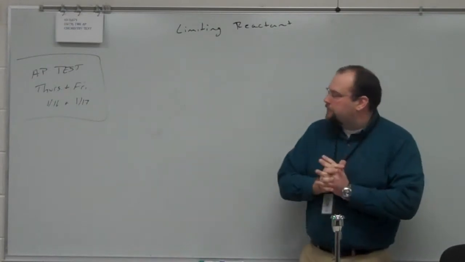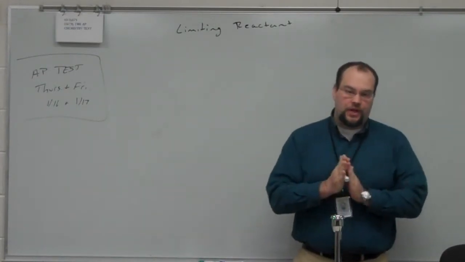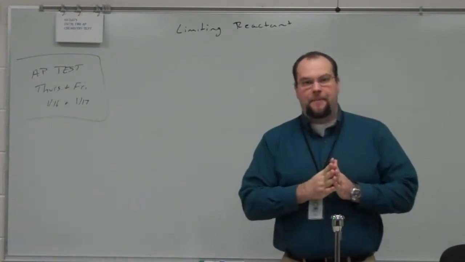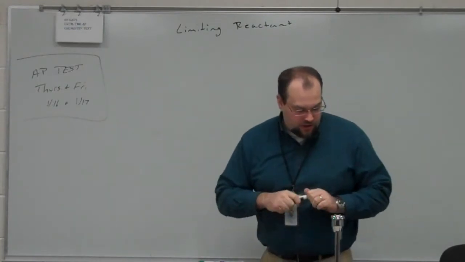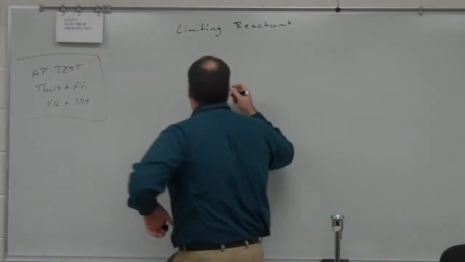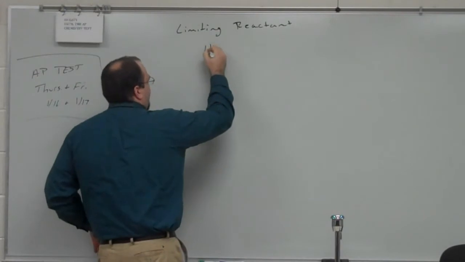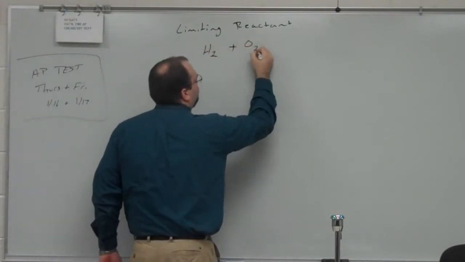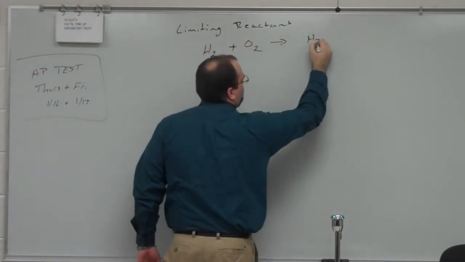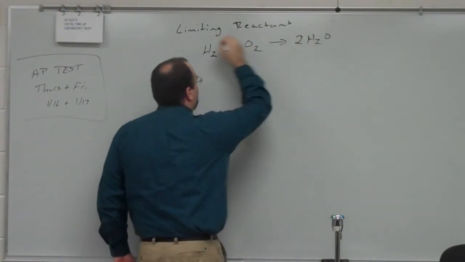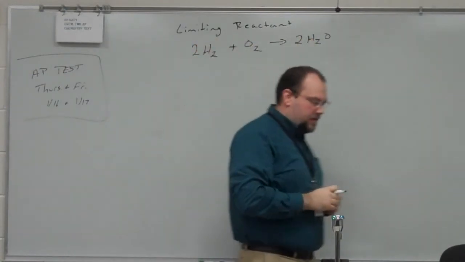Today we are going to be talking about limiting reactants. Essentially what happens is in a chemical reaction, we generally have multiple reactants. Let's say we have synthesis of water from hydrogen and oxygen. Let me balance this. Okay, let's say we have this reaction.